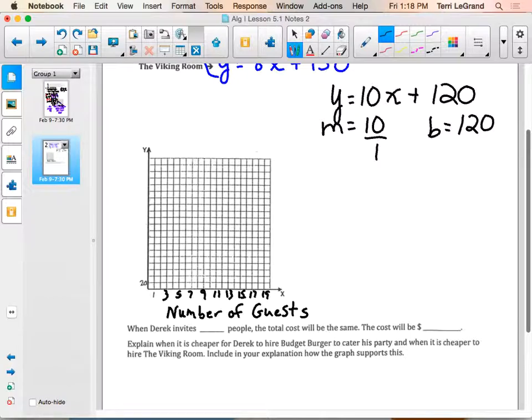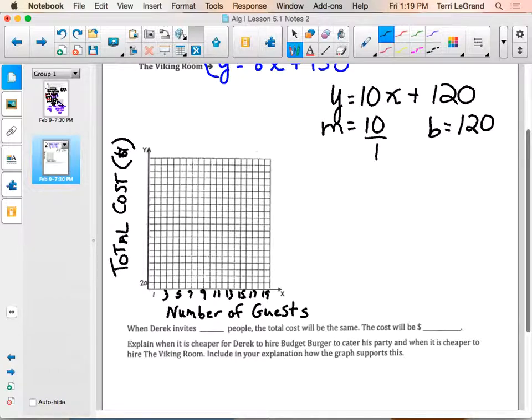And then what's on the y-axis? Total cost in dollars, okay. And is it important that we put the dollars? Sure is, because it could be in what? Cents, or it could be in thousands, or it could be in quarters, yeah.